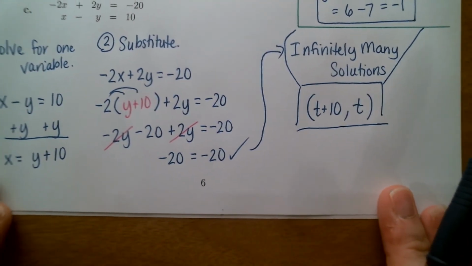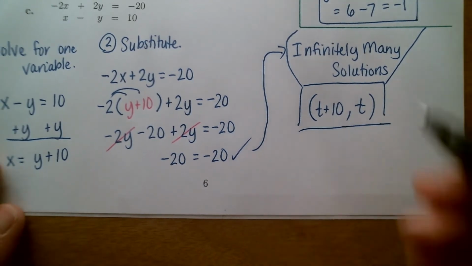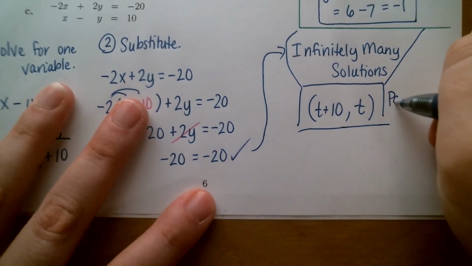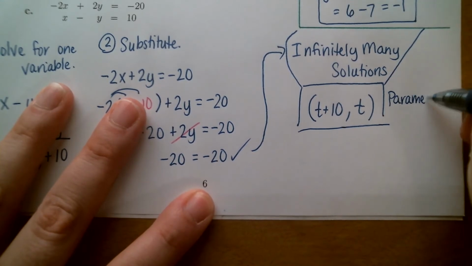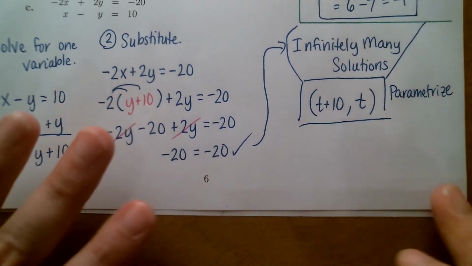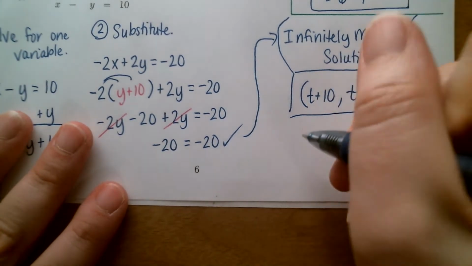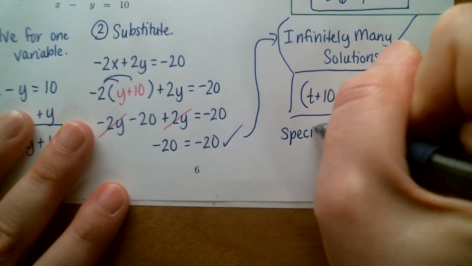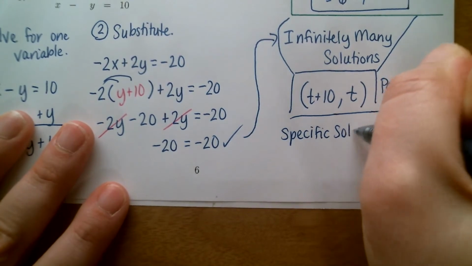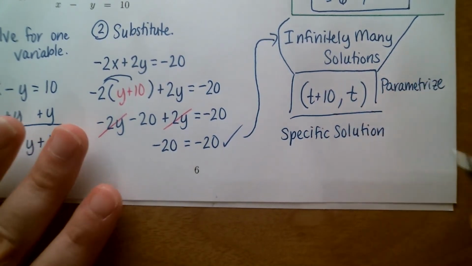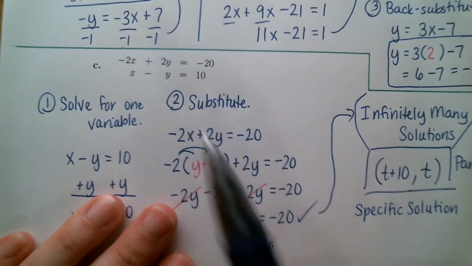I might ask you for a specific solution. So this is the parameterization, and again, I don't ever know if I'm spelling this right. I could ask you for a specific solution, meaning give me an XY pair that actually works and is a solution to this.